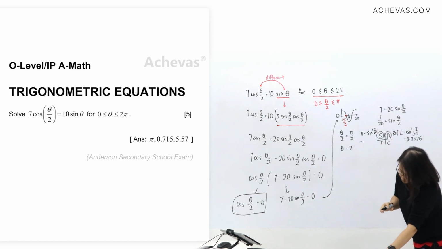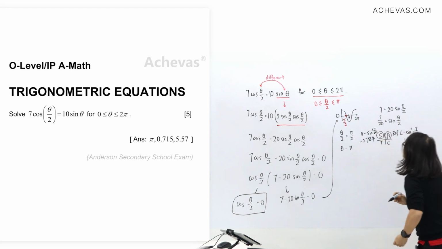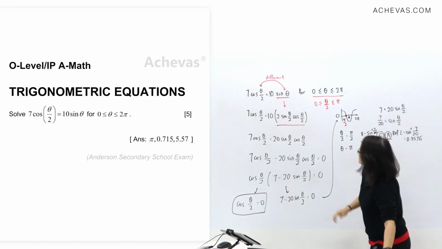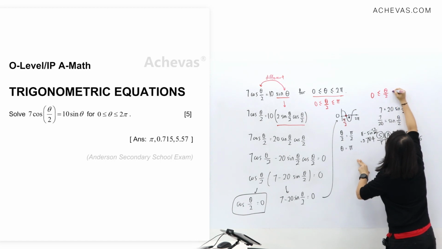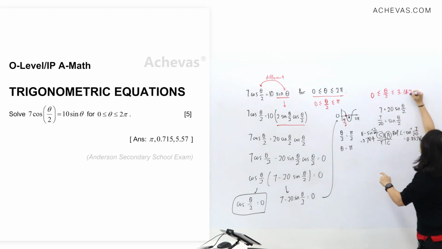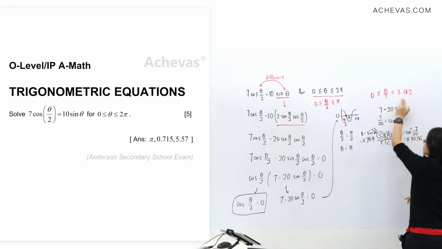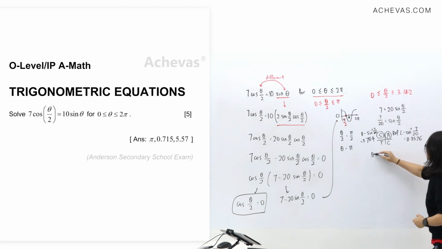I'll get 2.784. So remember to check these two. So I'm going to write again. Pi value is going to be 3.142. Notice that these two answers fall nicely in between. So I will have theta over 2 equals to this answer here. And this answer here.